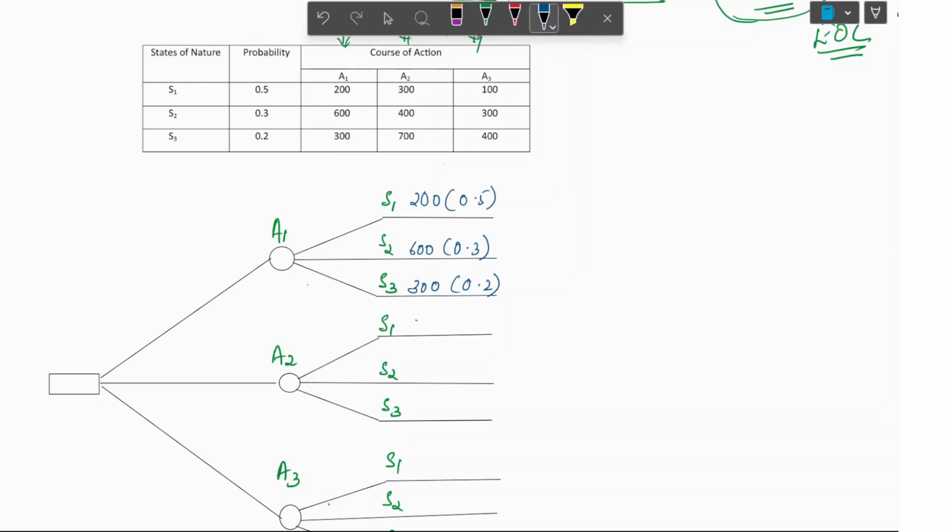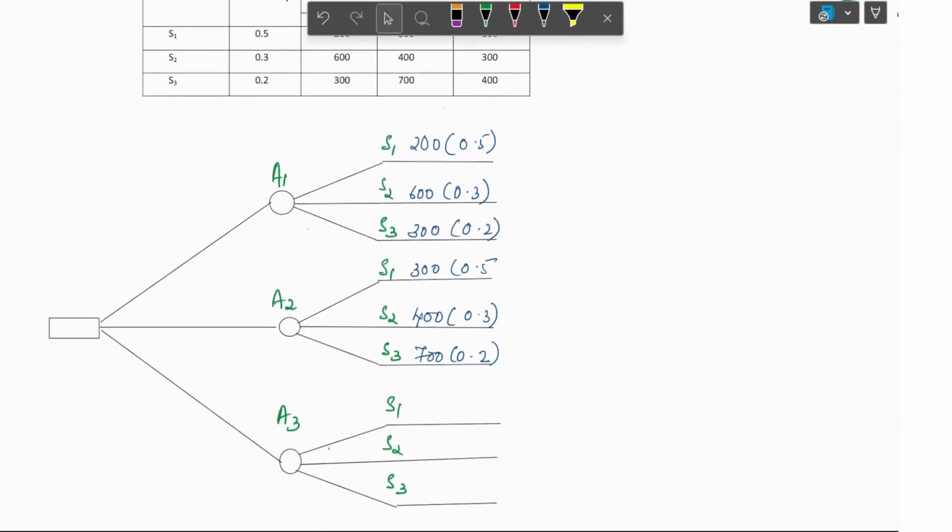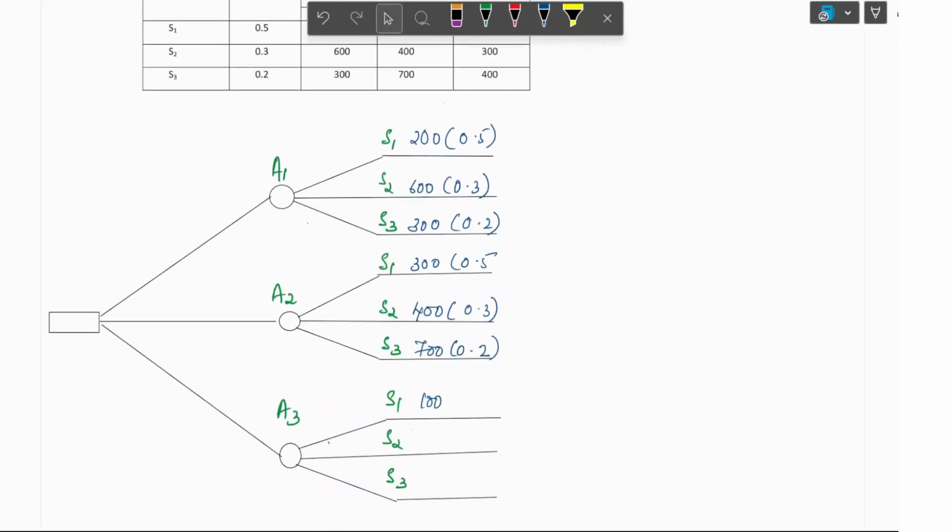Now here we are continuing. That is column wise, 300 into 0.5, 400 into 0.3, and 700 into 0.2. The last one is A3. The values are 100, 0.5, 300, 0.3, and the last value 400, 0.2.